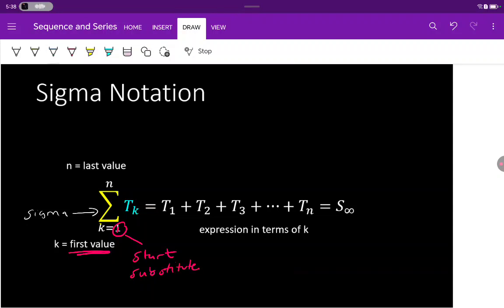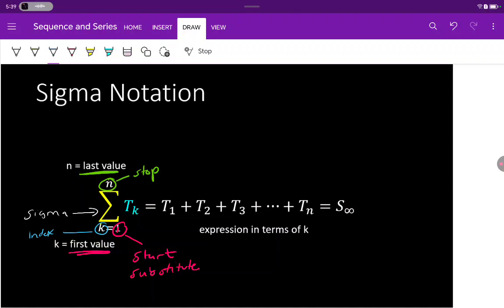And then this over here is going to be our stopping value, or the last value. So it tells us exactly how many pieces we go to. This letter K is called an index, or the index of the sum. The pink number 1 is going to be the start of the index, and the green N on the top is the end of the index.